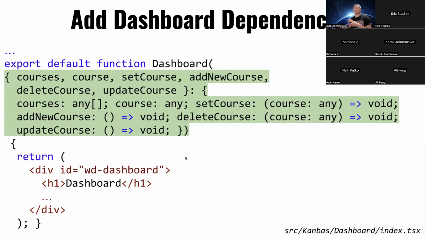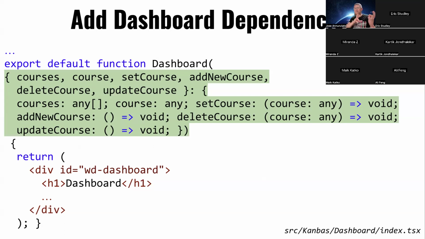Now, all this work that we've done in the dashboard, we're going to move it up to the parent, the Kanbas component, which is parent to both the dashboard and the courses. But since it's not going to live here in the dashboard, we still need access to it. We still need the array of courses, the course that we're editing. All those things we still need here.